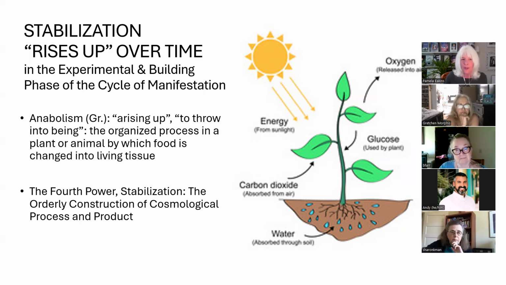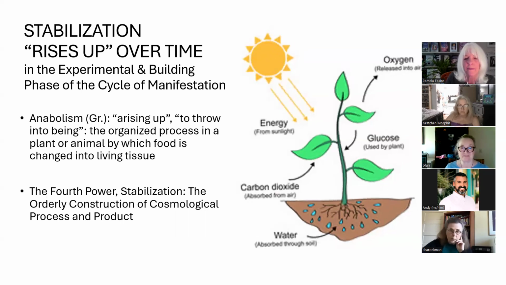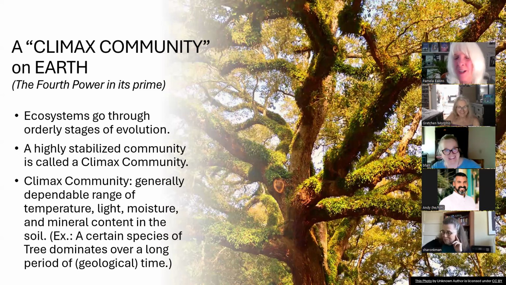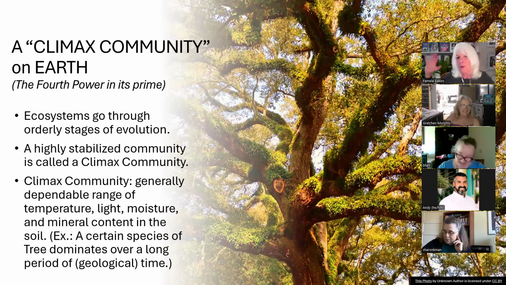So the fourth power, stabilization, is the orderly construction of cosmological processes and products. So it comes through this experimentation, this rising up, this careful working, this careful building of energies until you've got fabulous emergence, fabulous state of emergence, stabilized emergence. Maybe it's stable. Okay, a climax community on Earth is when the fourth power comes into its prime.